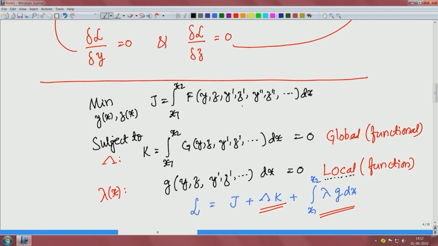So, any number of derivatives are fine, any number of functions is fine, and any number of global constraints are fine, and the number of local constraints should be 1 less than the number of functions that we have, otherwise we cannot solve. Okay. We will pause here and come back and solve a problem.